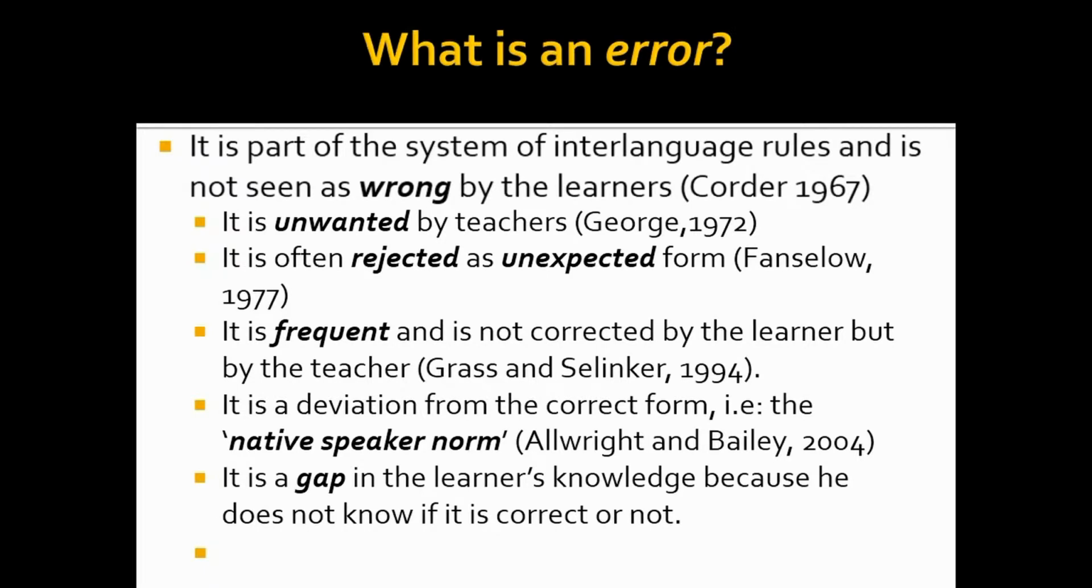Now, what is a mistake? A mistake is the learner's occasional lapse. A mistake refers to a performance error and happens when the learner doesn't know how to put his knowledge into practice or how to perform his competence. Second language learners can often correct their own mistakes.